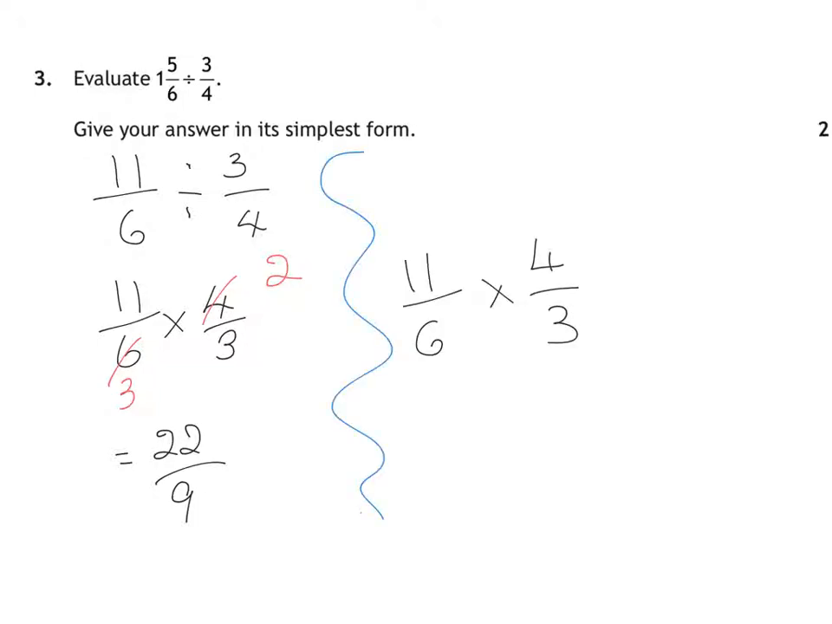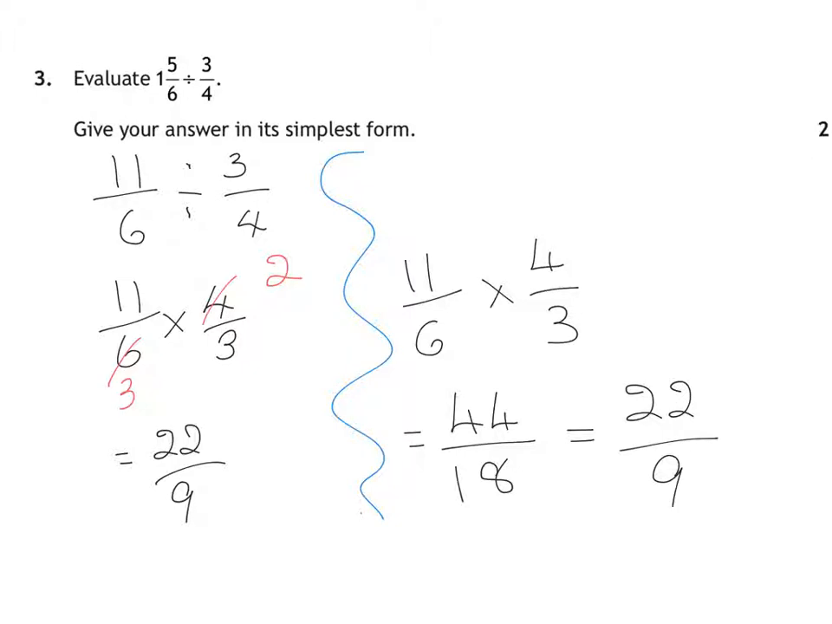If you do not like cancelling across the way, you can still just go straight ahead and do your multiplication. Remember, multiplying, multiply the top, multiply the bottom. So you'll be doing 11 times 4 is 44. And then 6 times 3, which is 18. However, you now have to simplify. So 44 and 18 can both be divided by 2. So if you do that, 44 divided by 2 is 22. 18 divided by 2 is 9. So you're back to the same answer.